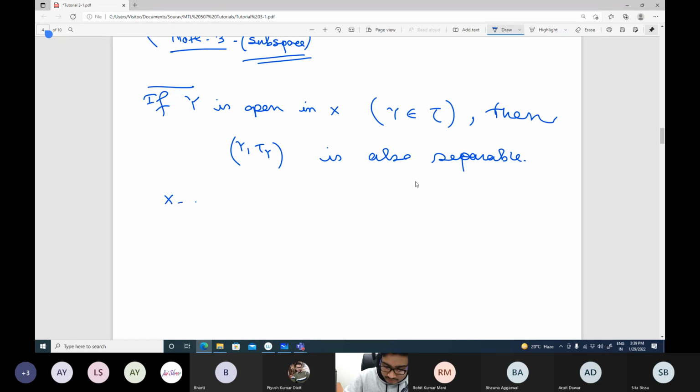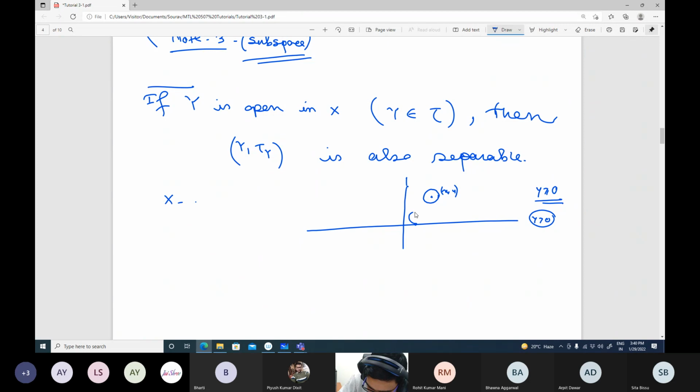What is the Moore plane? Oh, this is open. Moore plane is this one, right? Where y is greater than or equal to 0, right? And what are the open sets? Whenever y is strictly greater than 0, and if we take an element (x, y), this will be the neighborhood, right? But if we take an element from here, then it will be this kind of neighborhoods including that point.